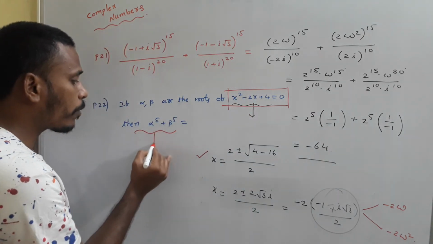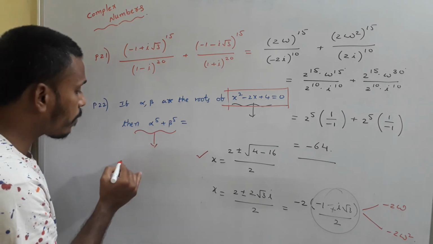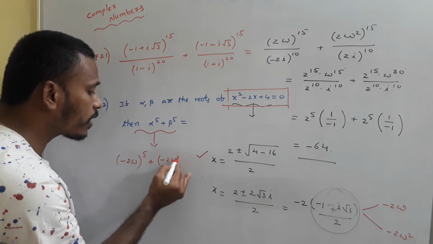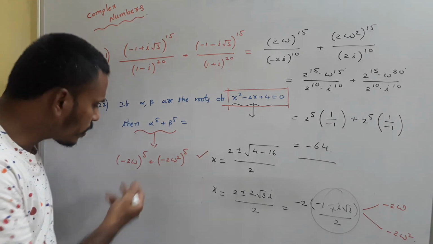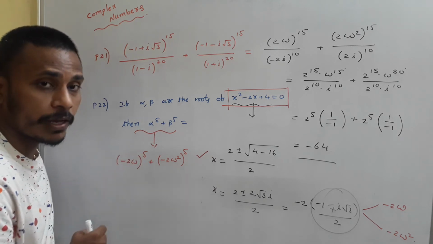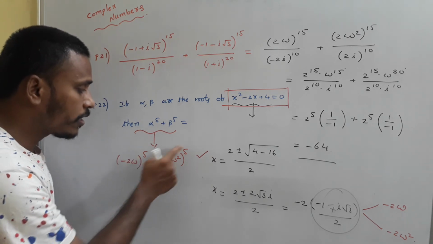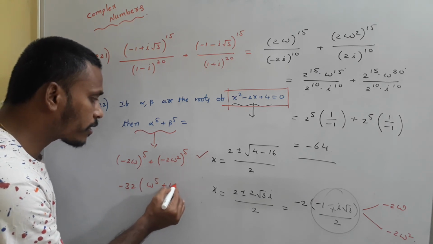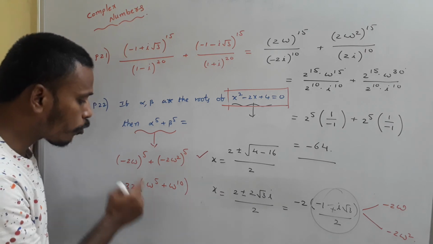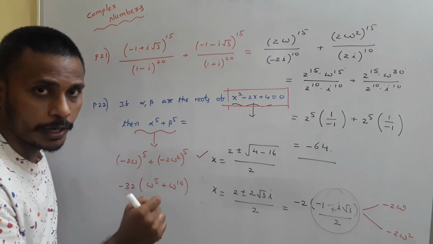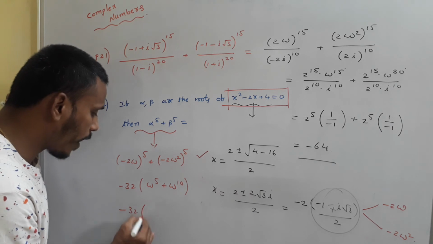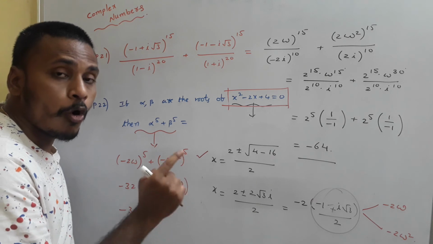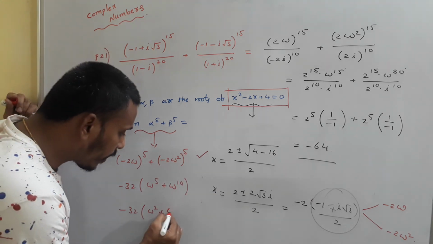Now to find alpha power 5 plus beta power 5, alpha is minus 2 omega to the power 5 plus beta is minus 2 omega square to the power 5. This is what we need to calculate. Minus 2 power 5 is what? Minus 32. This is also minus 32. Minus 32, if you pick it out, omega power 5 plus omega power 10. What is omega power 5? Omega cube is 1, so omega power 5 is omega square, plus omega power 10. Omega cube is 1, omega power 9 is 1, so omega power 10 is omega.